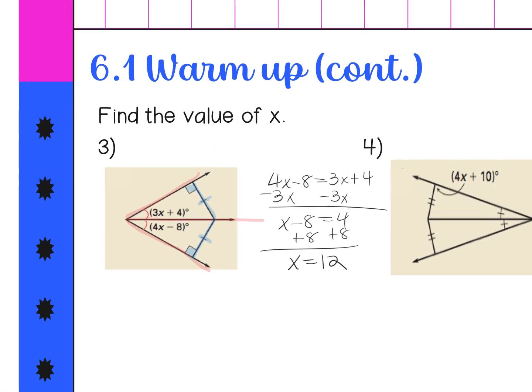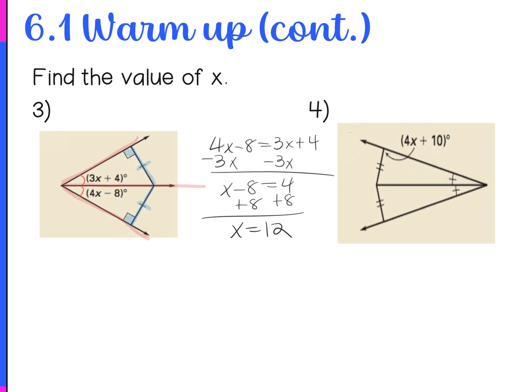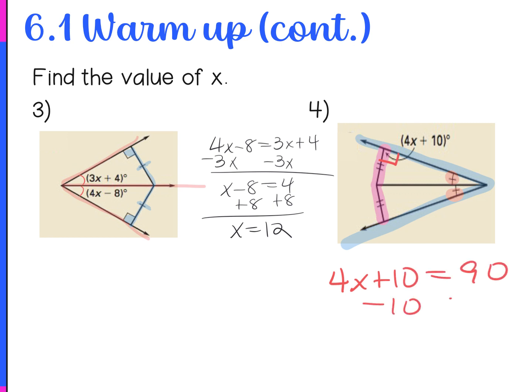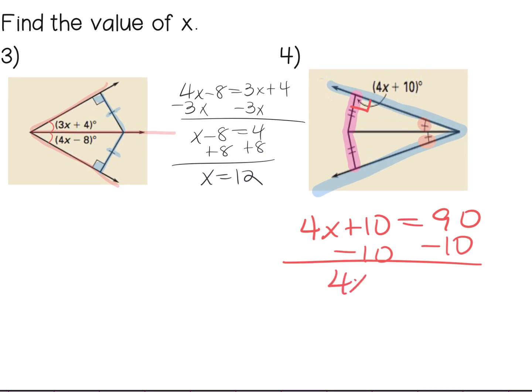For number 4, notice I can tell that this angle here was bisected because of these congruency marks here. So then that tells me that these segments here that are going to the side of my angle are equidistant because they've got the congruency marks. And remember, a distance is always going to be indicated with a right angle. So this 4x plus 10 is equal to 90. I'm going to subtract 10. 4x equals 80. Divide by 4. And x equals 20.